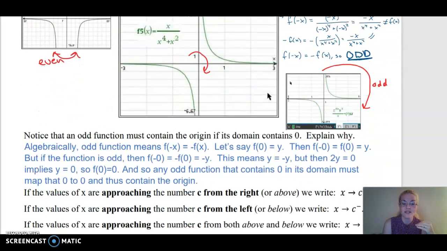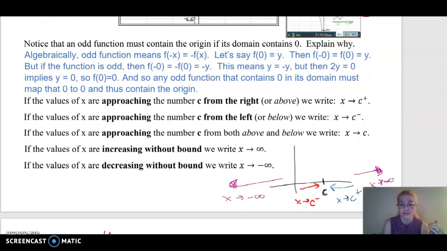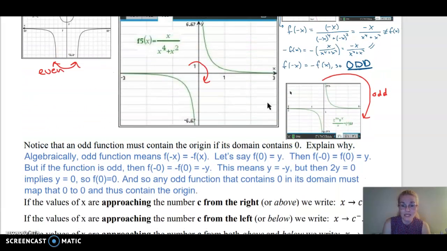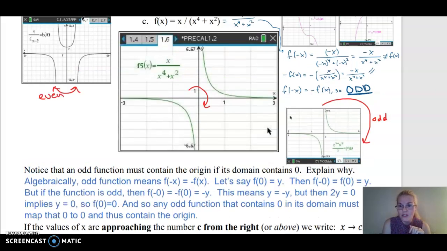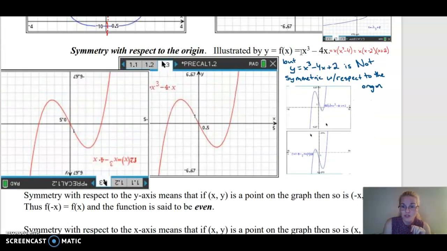All right, so notice that an odd function must contain the origin if its domain contains 0. Explain why. Well, in this example here, notice 0 was not in the domain. But if we go back and look at our first odd example, this special cubic right here, x equals 0 was one of its roots. It did contain the origin.